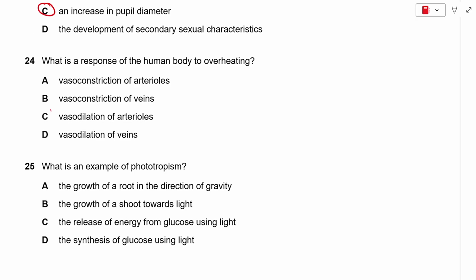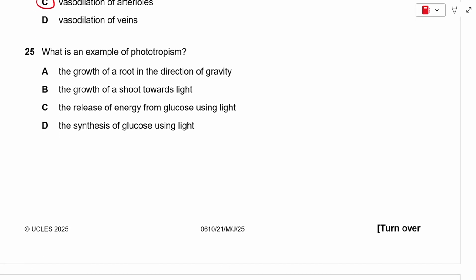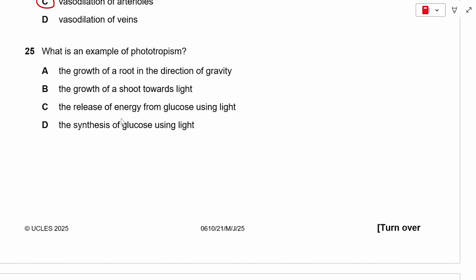Vasodilation of arterioles. Okay, number 25 says, what is an example of phototropism? So phototropism, this is a growth towards light. Okay, growth of the root in the direction of gravity, that is gravitropism. Growth of shoot towards light, that is phototropism.